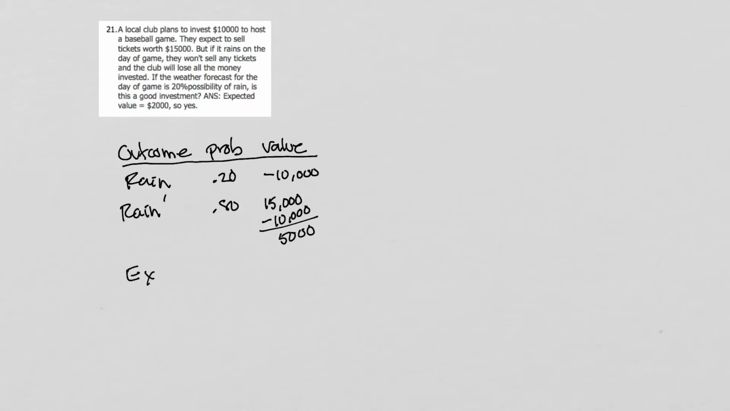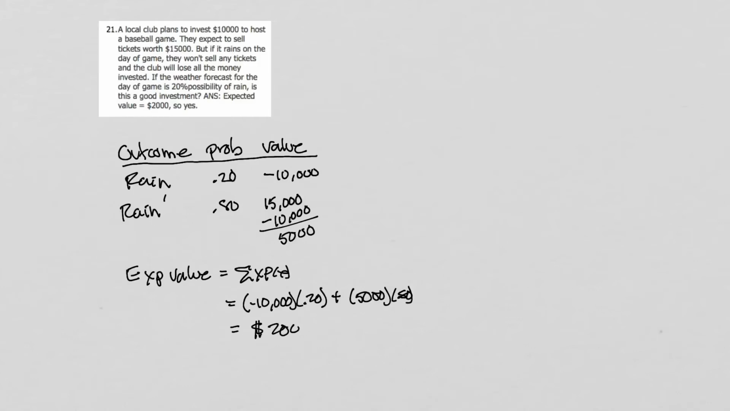So the expected value, let's write this. The expected value is the sum of x times p of x. So this is going to be, now, x and p of x. Here's x, here's p of x. So this is going to be negative 10,000 times 0.20 plus 5,000 times 0.80. And when I did that, my calculator tells me I'm getting $2,000.